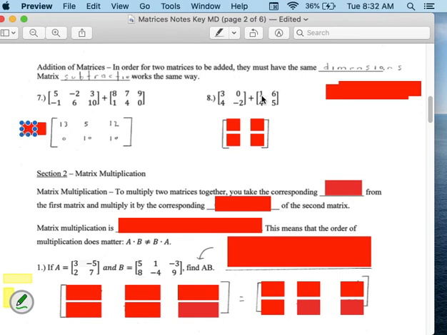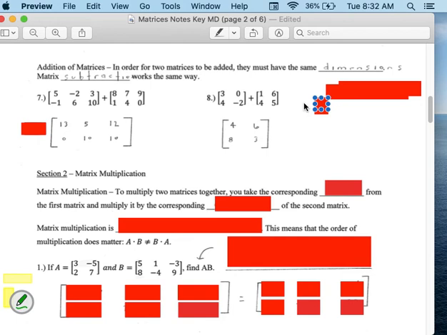Go ahead and try number 8, please. All right, 3 plus 1 is 4, 0 plus 6 is 6, 4 plus 4 is 8, and negative 2 plus 5 is 3. Any other questions or comments about scalar multiplication or addition or subtraction of matrices?